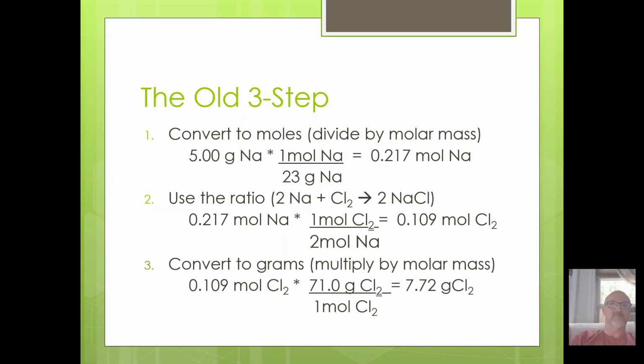Okay, but I don't have a way to measure that out in a lab in moles. I have to put it on a balance again. So I have to convert that back to grams. So I multiply by its molar mass. The atomic mass of chlorine is 35.45, 35.5, let's say. Since this is diatomic, Cl2, that's where the 71 came from. And so I need 7.72 grams of chlorine gas to take 5 grams of sodium and turn it all into salt.